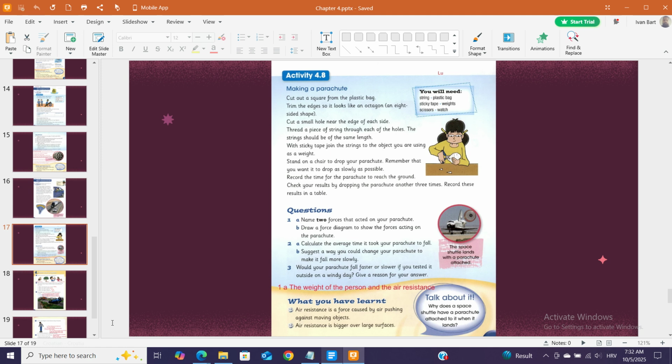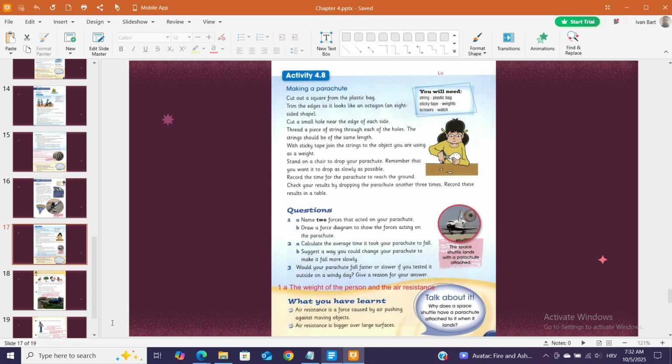With sticky tape, join the strings to the object you are using as a weight. Stand on a chair to drop your parachute. Remember that you want it to drop as slowly as possible. Record the time for the parachute to reach the ground. Check your results by dropping the parachute another 3 times. Record these results in a table.